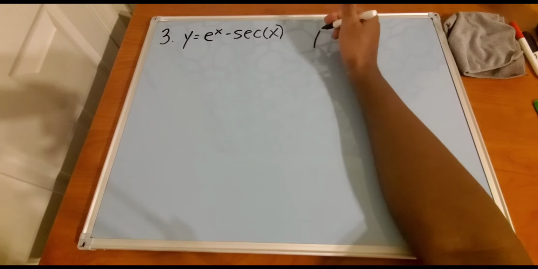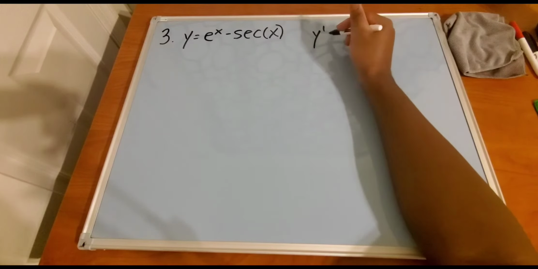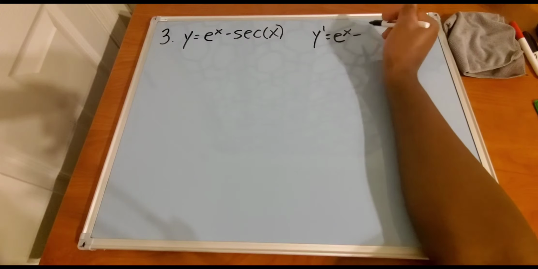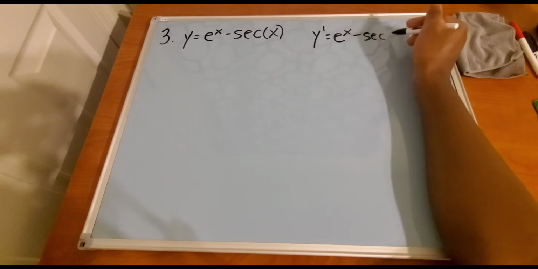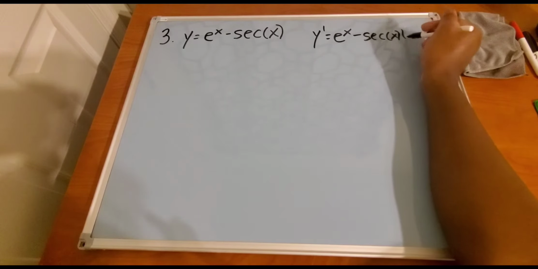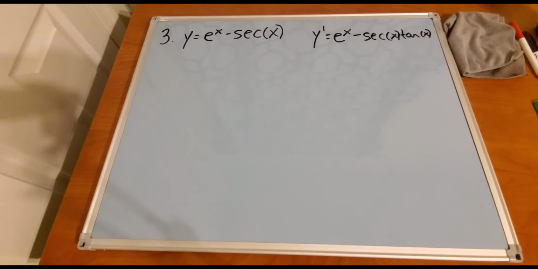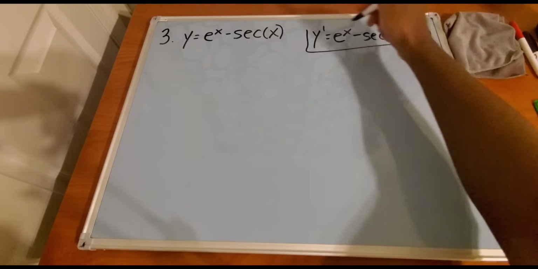But we can also just, if you have it memorized, it's also easy. So the first derivative of this function is equal to e to the x minus the derivative of secant of x, which is secant of x tangent of x. Okay, maybe easy isn't the word for it, but once you have it memorized, it's straightforward. And that is our answer for question number 3.